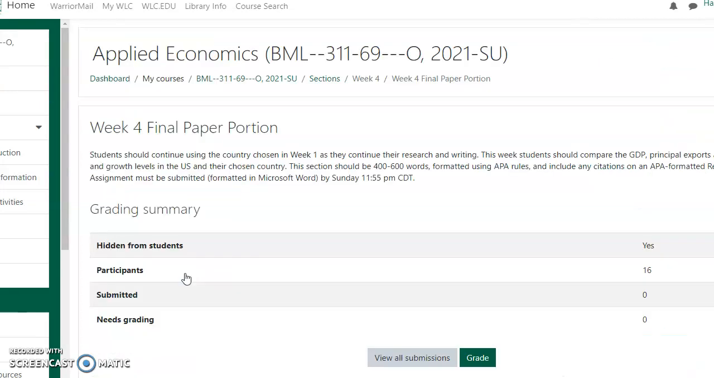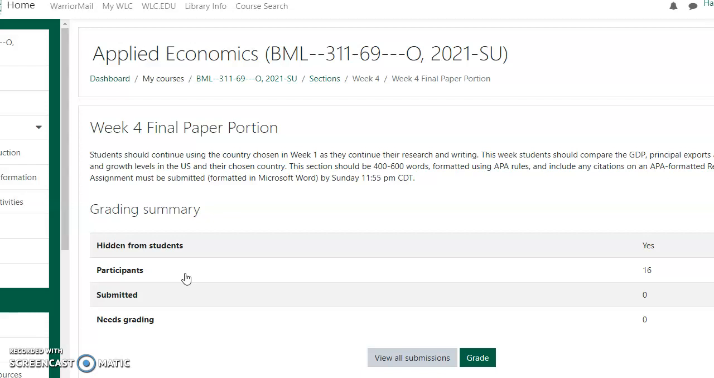Now, moving along, the paper portion. Again, we're talking about GDP, the gross domestic product. So this week, you're going to be writing your section on comparing the gross domestic product along with principal exports and imports. So think about the methods of trading that your country uses, along with the methods of trading that the United States uses. Talk about the growth levels.